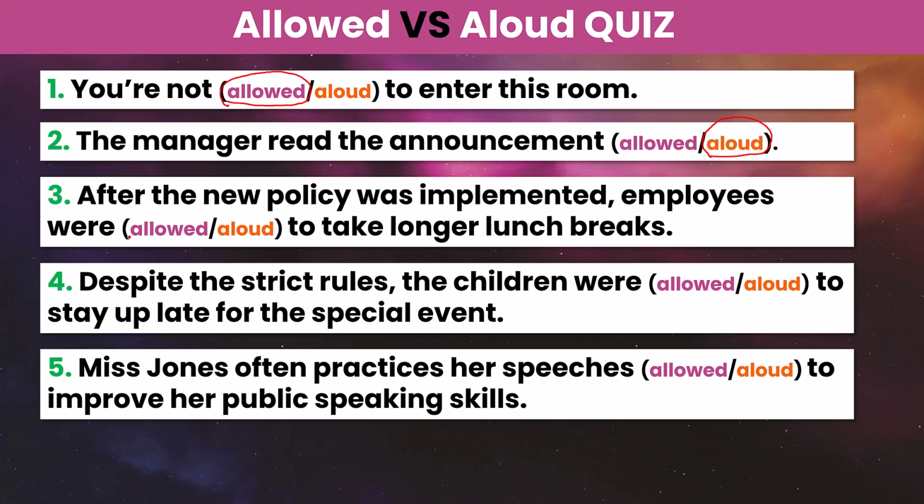Number 3, we want allowed with a W. We're talking about how the employees were given permission to take longer lunch breaks. Number 4, we also want allowed with a W, because once again, the children were given permission to stay up late. And finally, we want the adverb aloud with a U, because we want the word that means to speak audibly, which is a synonym for out loud.